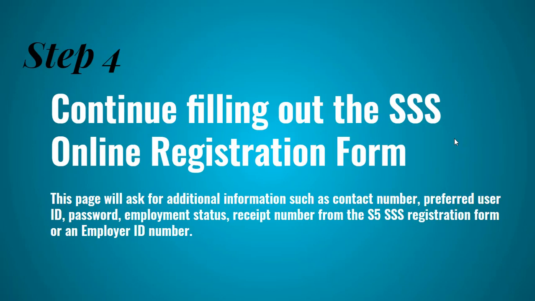So step 4, continue filling out the SSS online registration form. So this is just a continuation. This page will ask for additional information such as your contact number, your preferred user ID, password, employment status, receipt number from the SS registration form, or an employer ID number.